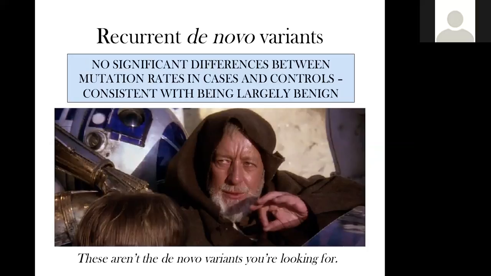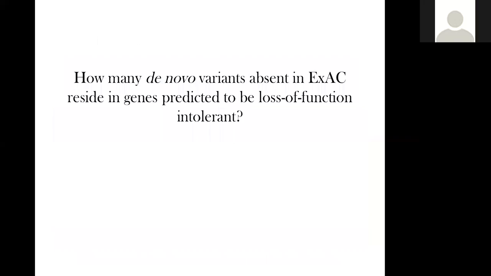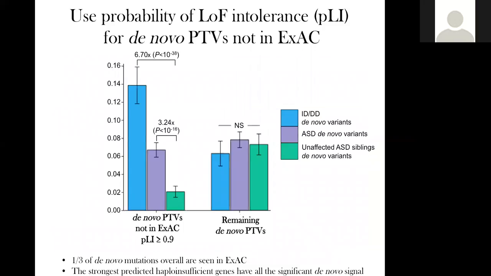So all of these analyses that I've discussed so far have been focused at the variant level: whether a given variant is present or absent in ExAC, whether that variant is more or less likely to be associated with disease. And so now we can move up to the gene level and ask whether these de novo variants that are absent in ExAC reside in genes that are predicted to be loss of function tolerant. And so we use this metric by Kaitlin Samocha called pLI, which is just the probability of loss of function intolerance.